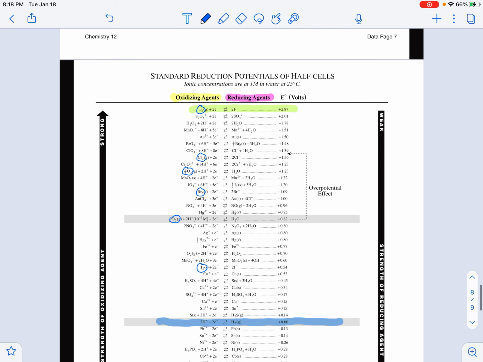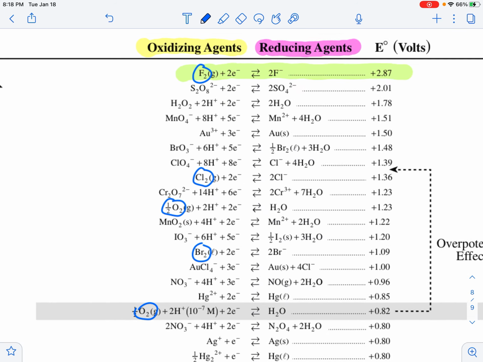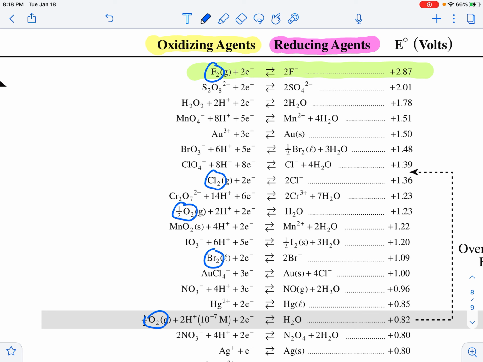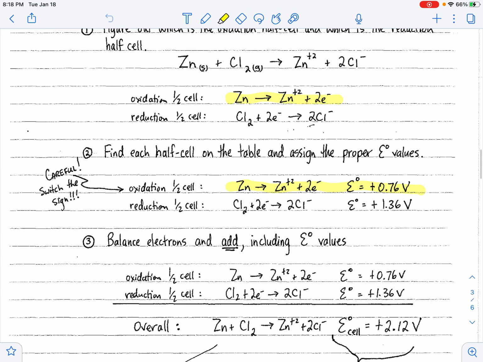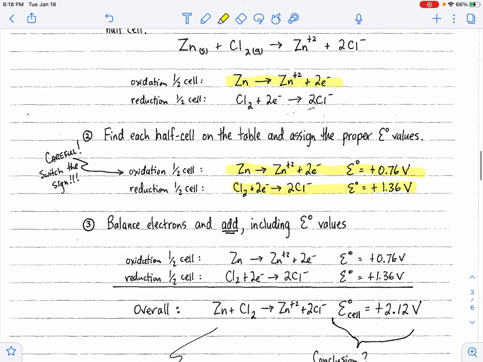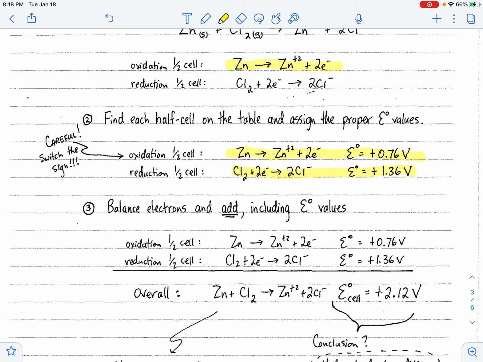Okay, so if I'm looking for chlorine, I'm probably looking in the top left somewhere, and sure enough, it's right there. There's my line. So back to the notes, and there's my chlorine line, and that's the number that was taken off the chart. So then what we do is we balance electrons as we typically would. They're already balanced, 2 and 2, so they're going to cancel.